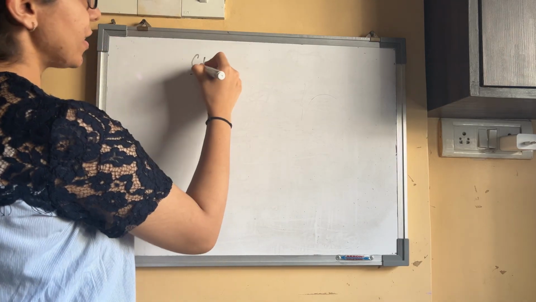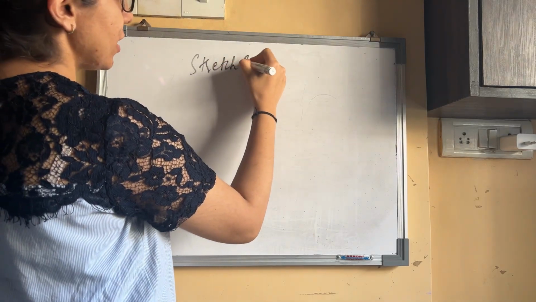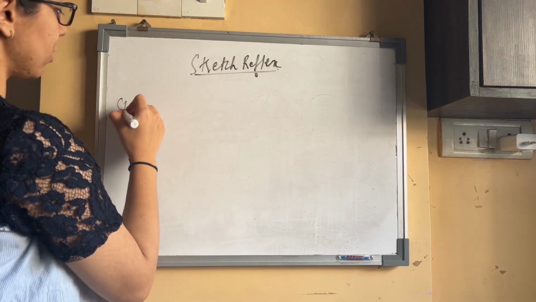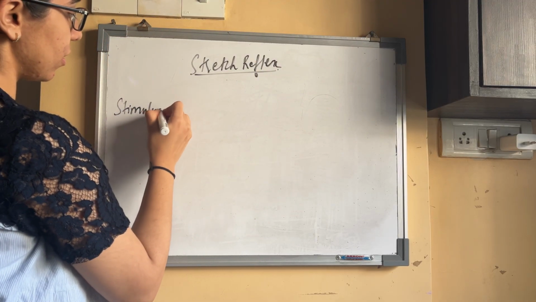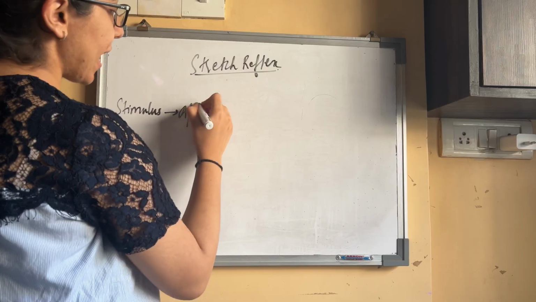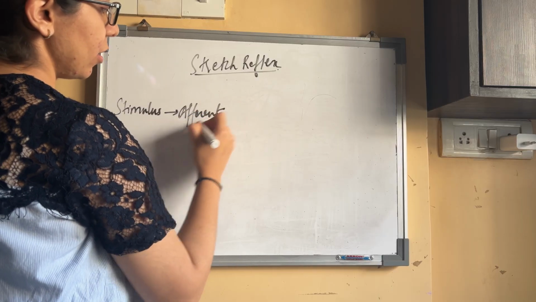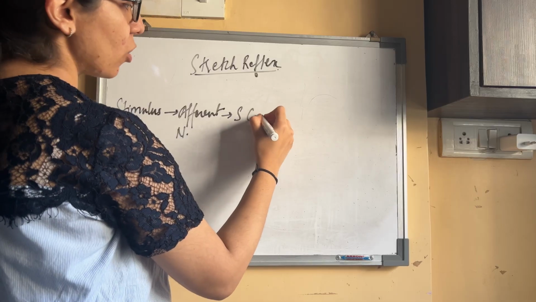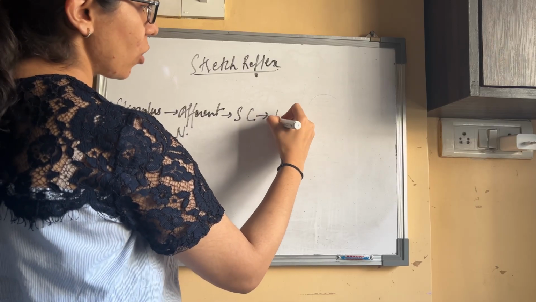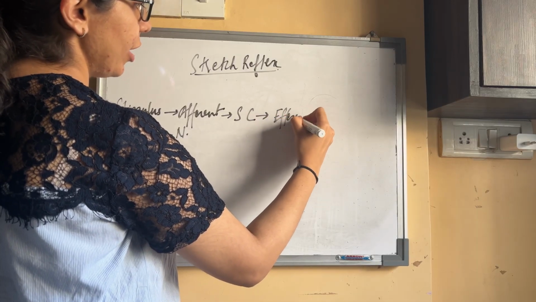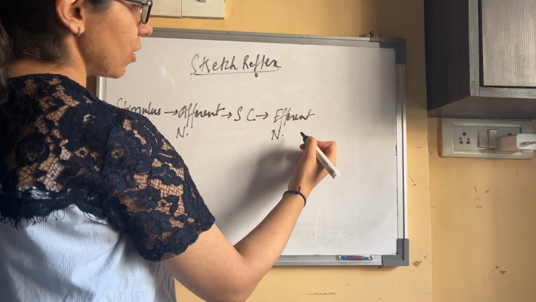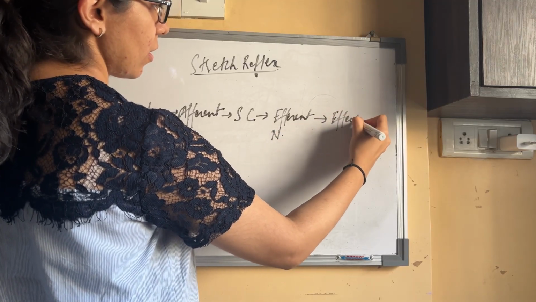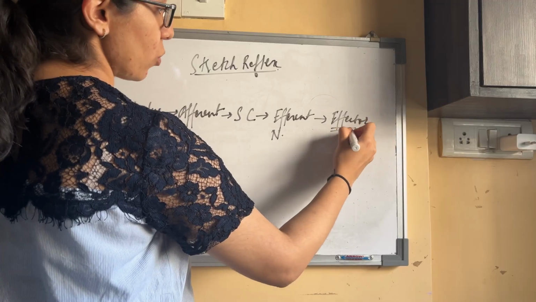Stretch reflex is a reflex. So it consists of the reflex arc, which includes a stimulus, which is carried via the afferent nerve fibers, which reach the spinal cord. From the spinal cord, the efferent nerve fibers supply the effector organ and the response is produced.